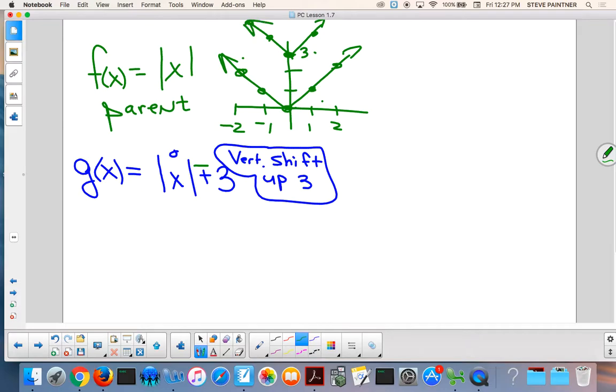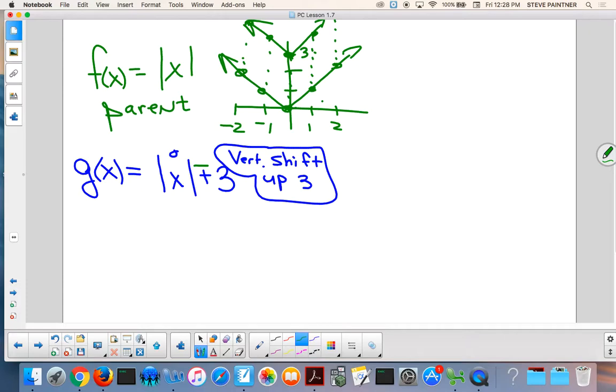Or you could graph your parent, like I did, and then just go like this, up 3. Oh, I said up 2, didn't I? Okay. 3. Oh, no, I'm sorry. I got kind of blanked out on what I was doing there. Okay, so there it is, and there it is. Okay, it works. You can draw that parent every time, and just raise it 3 or drop it 3, okay?